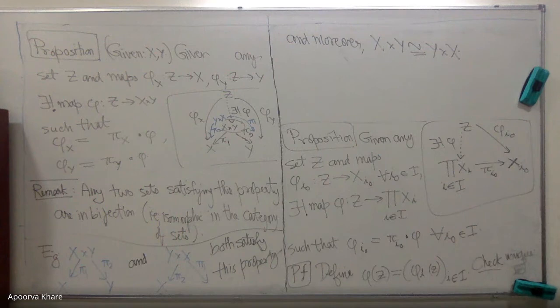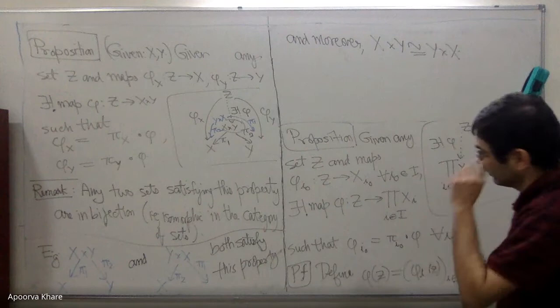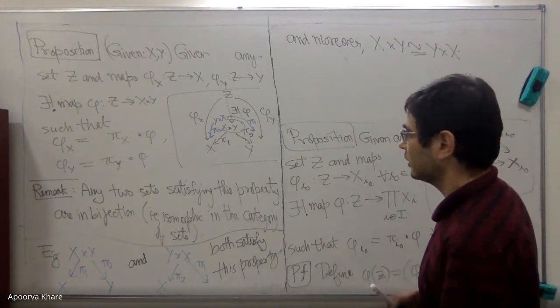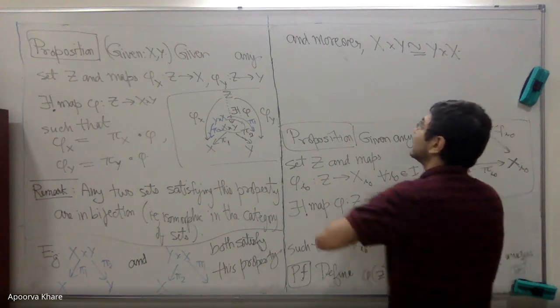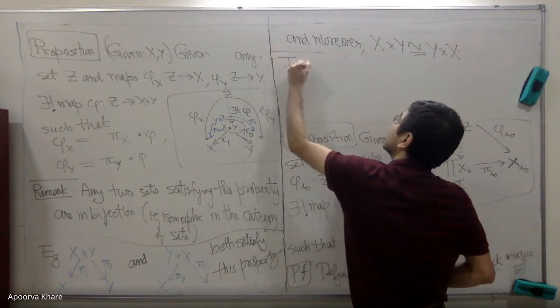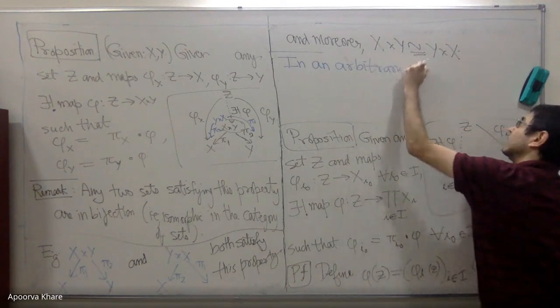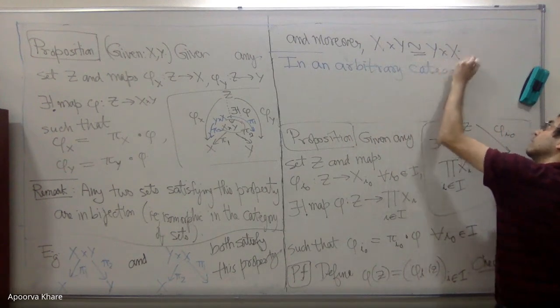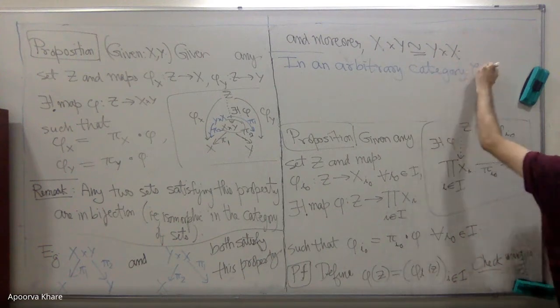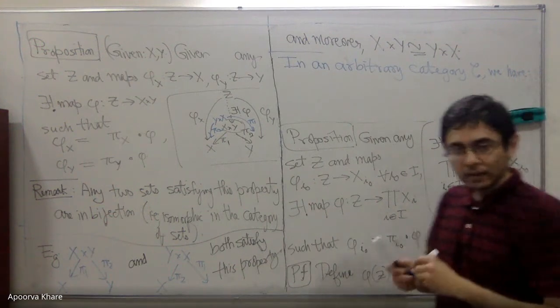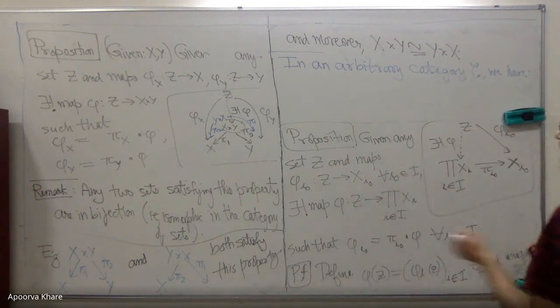Now, the same exact thing happens with this property. But now let me call this a definition. Okay, so now we are going to define the product of a family of objects. So in a general category, in an arbitrary category C, let me write down the definition of a product in an arbitrary category.